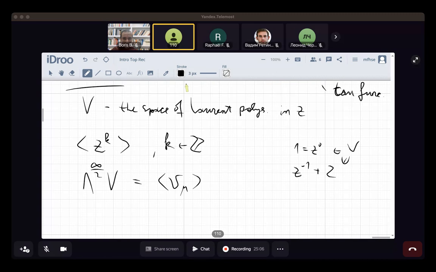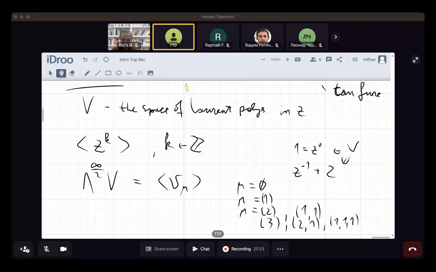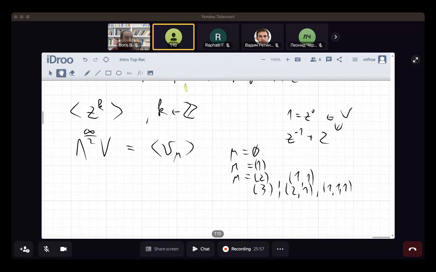Okay. So mu can be empty, right? So mu can be empty, then it can be one, can be two, it can be 1, 1, can be 3, 2, 1, 1, 1, 1, and so on. Okay. And it's partitions or Young diagrams. It's the same thing. Integer partitions is the same as Young diagrams, right? So you can represent an integer partition as a Young diagram.